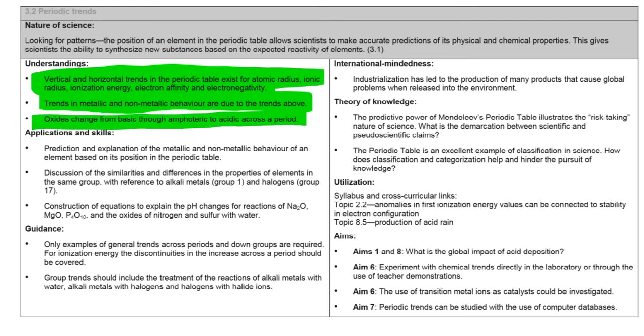Oxides change from basic to amphoteric across a period. That just means more metallic substances with oxides form bases, and amphoteric means it can act as both a base and an acid. Aluminium oxide is an amphoteric substance, and the non-metals with an oxide are going to form an acidic substance. That's the general principle here.